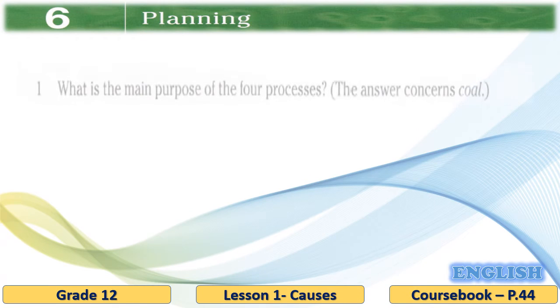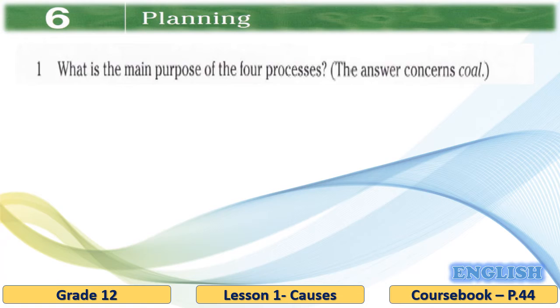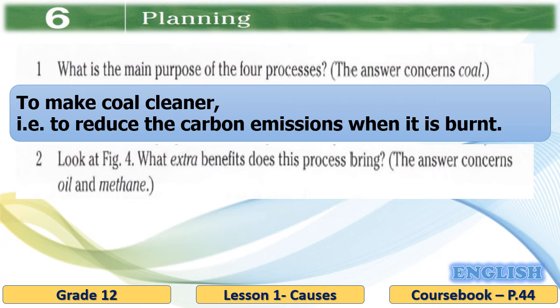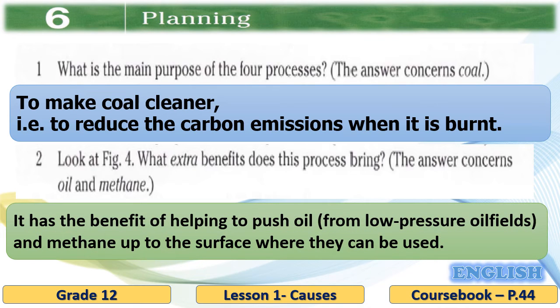Let's check your answers now for question number 1. What is the main purpose of the 4 processes? The answer is to make coal cleaner. Example, to reduce the carbon emissions when it is burnt. Question number 2, what extra benefits does this process bring? According to figure number 4, the answer is it has the benefit of helping to push oil and methane up to the surface where they can be used. Excellent, my students.